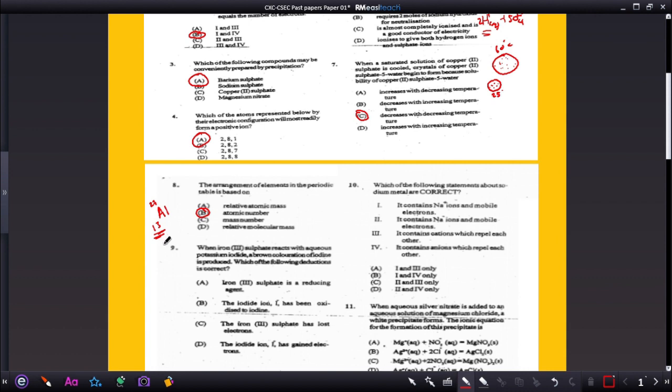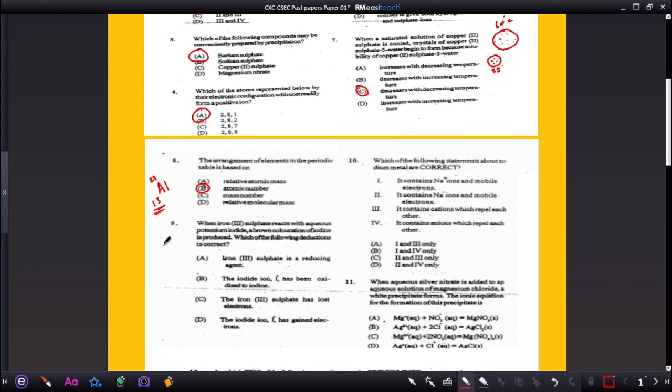Number 9. When iron(III) sulfate reacts with aqueous potassium iodide, a brown coloration of iodine is produced. Which of the following deductions is correct? Iron(III) sulfate is a reducing agent, or the iodide ion has been oxidized to iodine, or the iron(III) sulfate has lost electrons, or the iodide ion has gained electrons. Let us write the equation for that, the ionic equation for that. Fe3+ plus the sulfate ion plus the potassium ion plus the iodide ion. And what we are interested in is the iodine molecule that was produced and the iodide ion. So here iodide is -1, and over here the iodine molecule is 0.